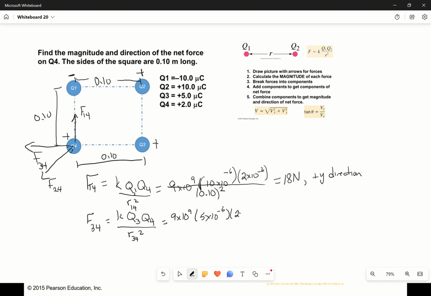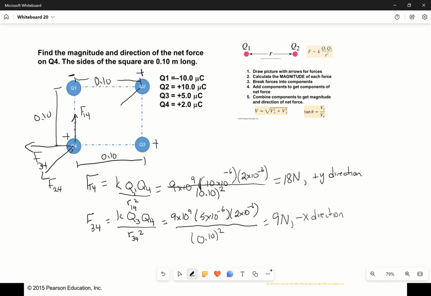Q4 is 2 microcoulombs. Again, 2 times 10 to the minus 6. The distance between them is 0.1 meters squared. And when I put my numbers in there, I get 9 newtons. And that's in the minus x direction. So I did the two easiest ones first. Let's now do the tougher one.